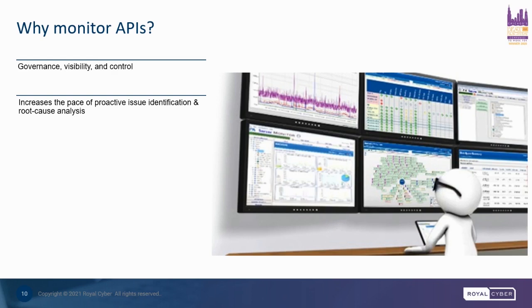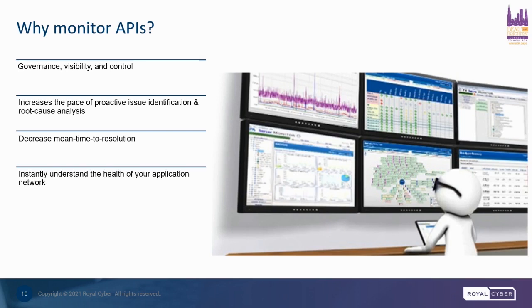And monitoring all your APIs, integrations, and microservices in real time, all in one place, speeds up your issue identification and root cause analysis process. It also decreases your mean time to resolution (MTTR) with a single pane of glass. It also helps you instantly understand the health of your application network. You can quickly identify issues in real time using log management capabilities. It also drives business and technology insights by measuring business impact.